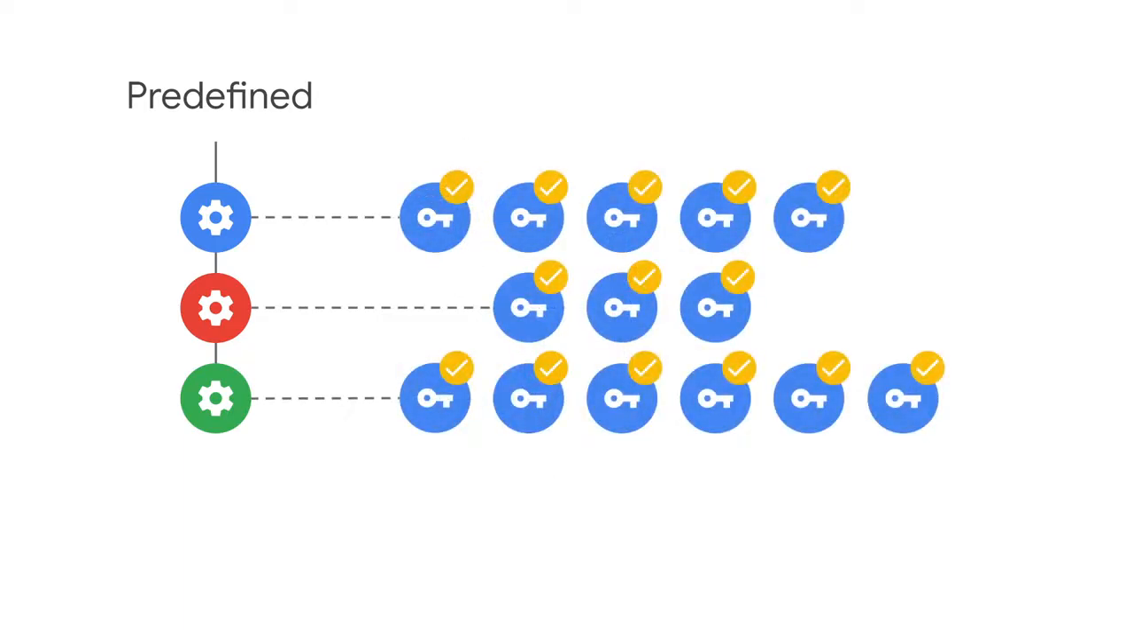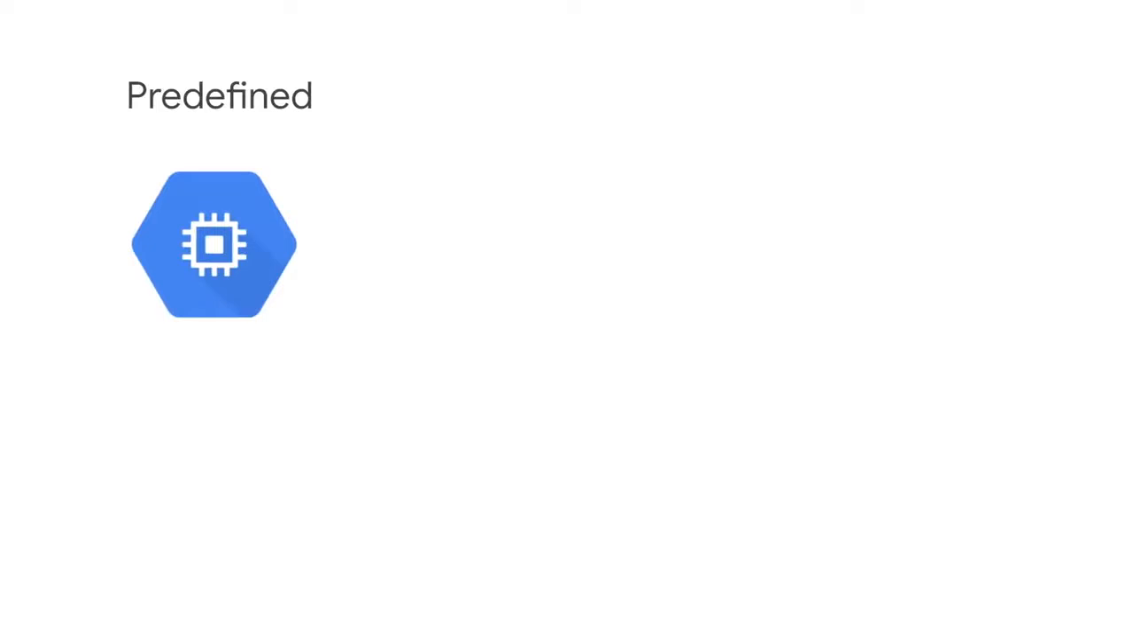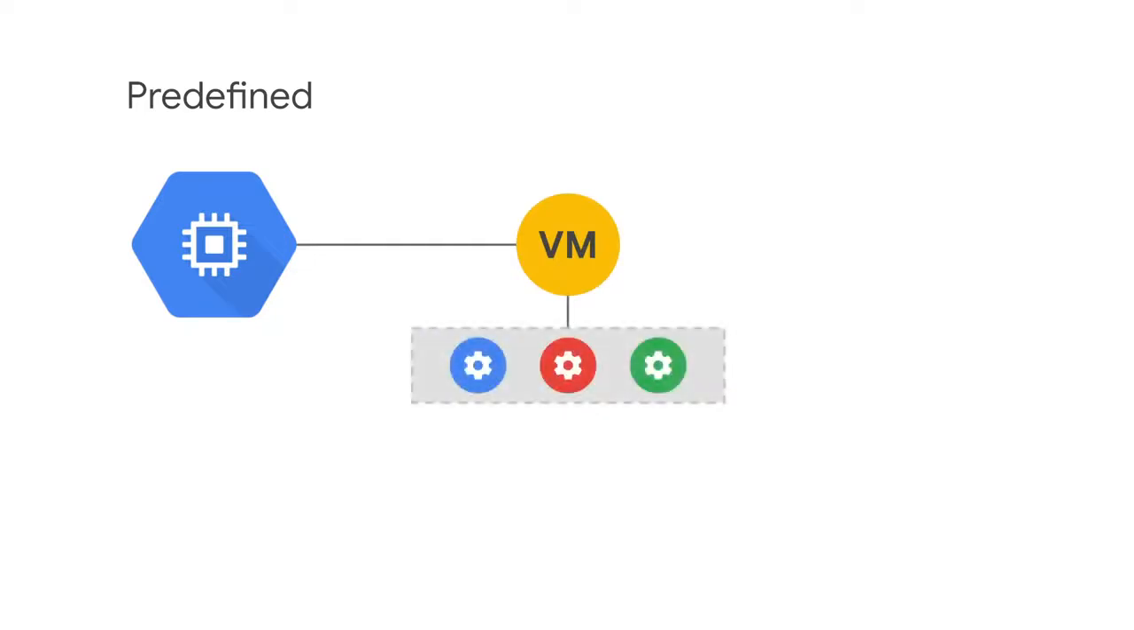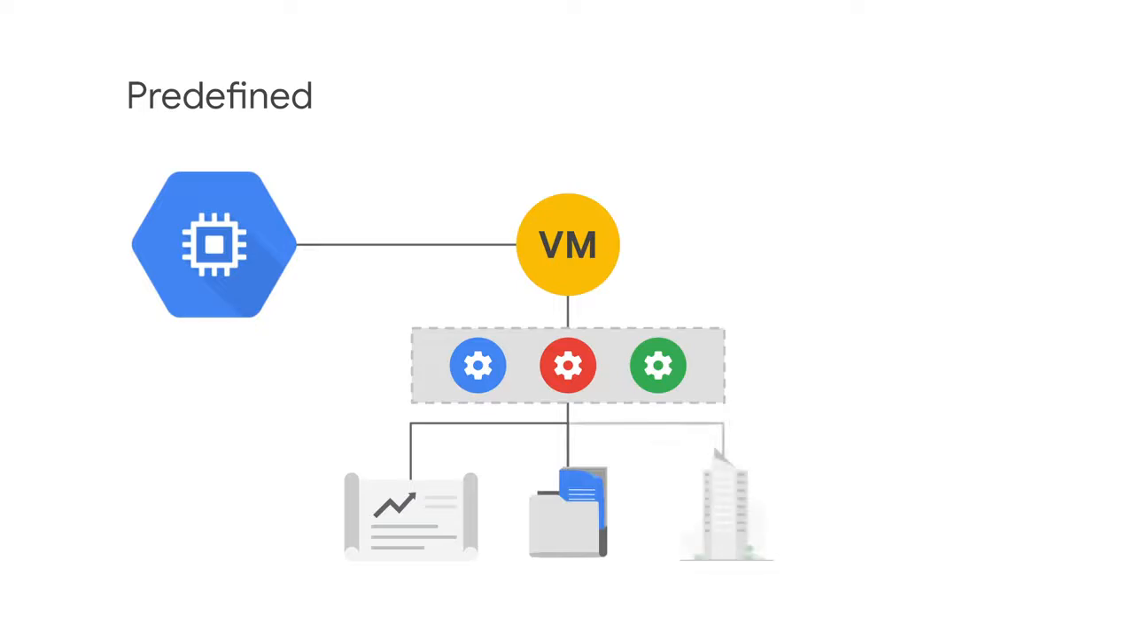Each role is a collection of permissions. The cloud service defines where those roles can be applied. For example, you might be familiar with Compute Engine, which offers virtual machines as a service. Compute Engine also provides a set of predefined roles that can be applied to Compute Engine resources in a given project, a given folder, or an entire organization.